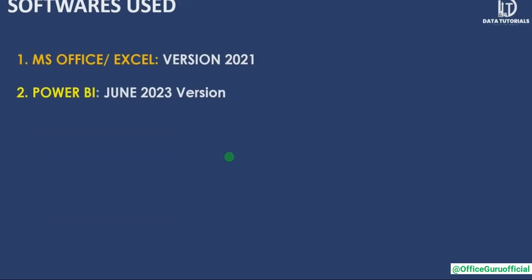Alright. And next, what are the different software that we are going to use in this video? First one is MS Office, the Excel version which we are going to use is the 2021 version. Okay, so it will be feasible for you also if you're using 2016 or more than 2016, then it will give the same results. And for Power BI, we are going to use the June 2023 version. Okay. So the last release was in June 2023.